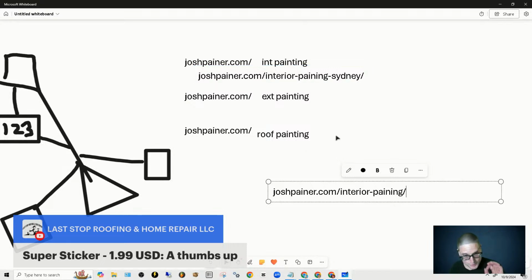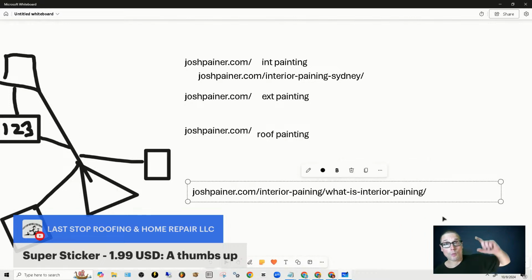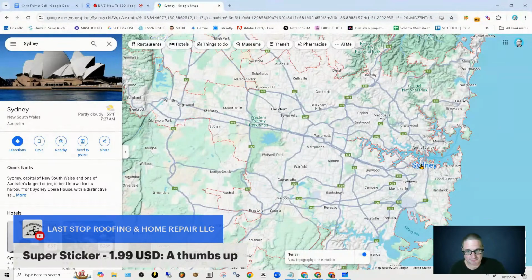But I also want to have my supporting articles. So what we'll do is you'll create the parent, interior painting, and then the child is going to be, well, what is interior painting? How to do interior painting. When should I get an interior painter? Where is an interior painter? Best interior painters. And that's how you set this up. All right, Josh, I hope that helps you out, but you have to first figure out what Google is rewarding exactly.